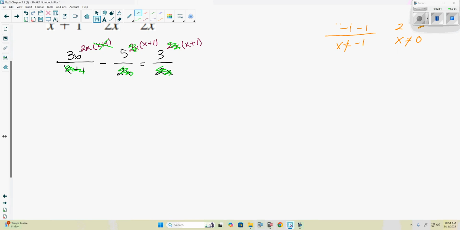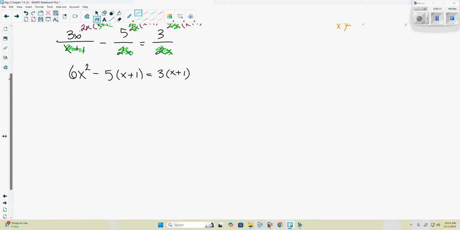So let's see what that leaves us with. It leaves us with 3x times 2x. Well, our 3 times 2 is 6. X times x is x squared. Minus 5 times x plus 1 is equal to 3 times x plus 1. Now, there's a good chance we're going to have a quadratic equation.